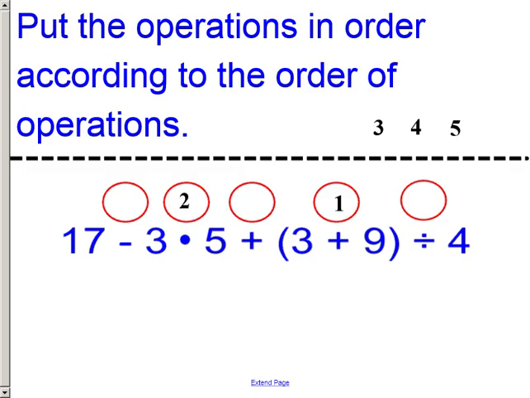So this multiplication and then this division are my second and third steps. Then I'm going to do any additions or subtractions from left to right. So this subtraction and then this addition.